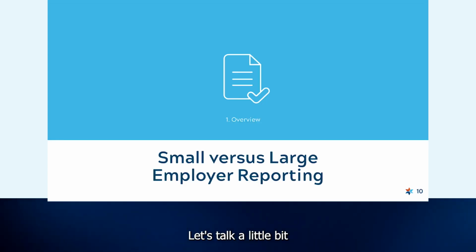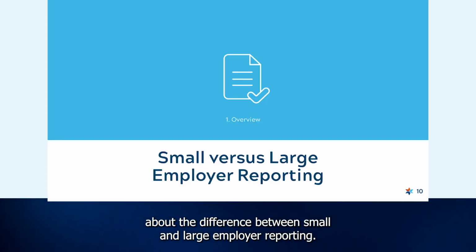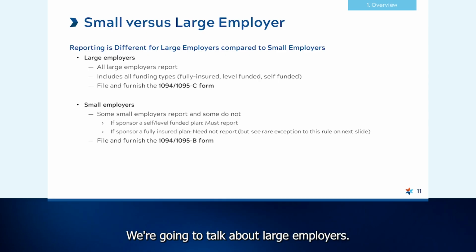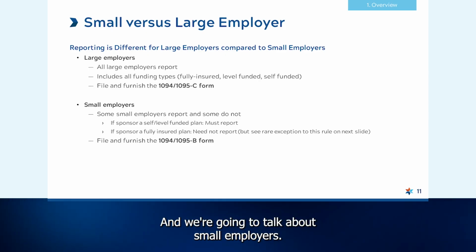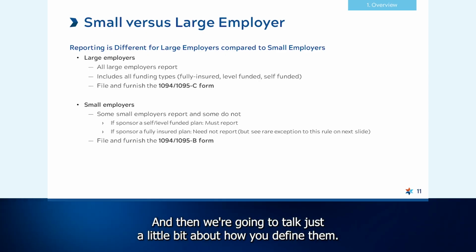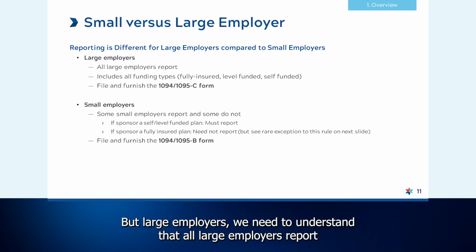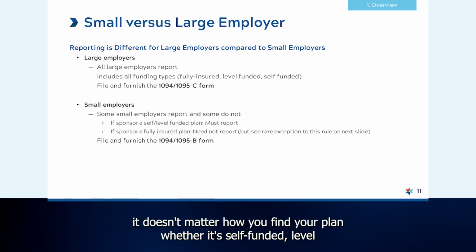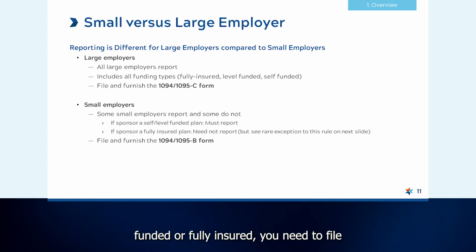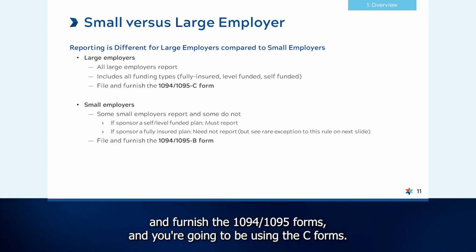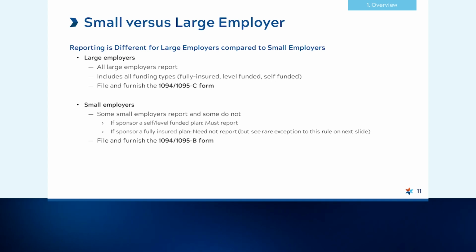Let's talk a little bit about the difference between small and large employer reporting. We're going to talk about large employers, and we're going to talk about small employers, and then we're going to talk just a little bit about how you define them. But large employers, you need to understand that all large employers report. It doesn't matter how you fund your plan, whether it's self-funded, level funded, or fully insured. You need to file and furnish the 1094, 1095 forms, and you're going to be using the C forms.